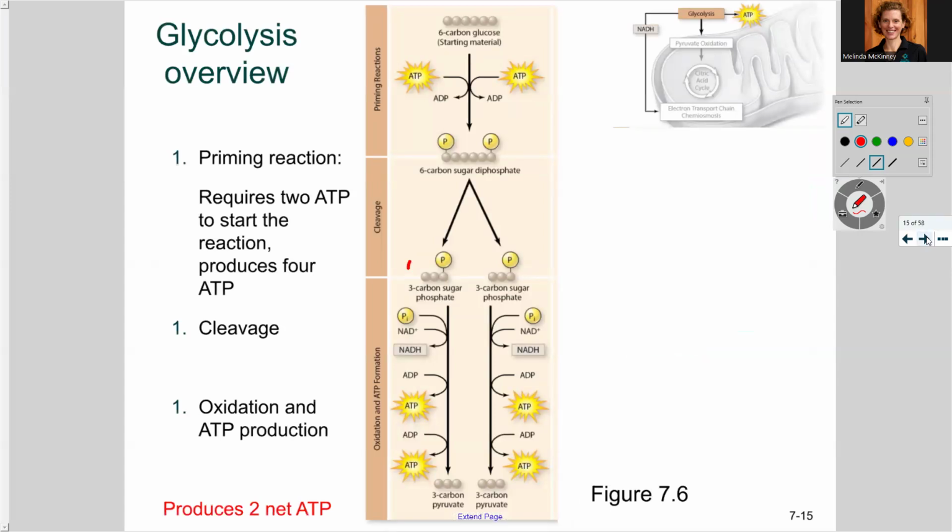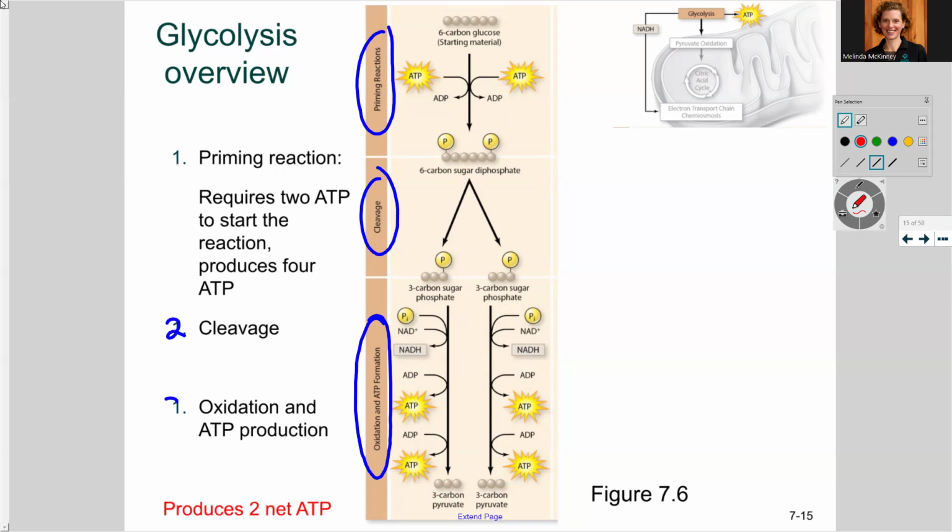Here's the overview of a reaction that's actually 13 enzyme mediated steps. There's a priming reaction, there's a cleavage, and then there's an oxidation and ATP formation. So, whoops, this is 2 and 3. 1, 2, 3. So the priming reaction, it just takes a little energy to get it started. The energy, the phosphate from the ATP is going to be added to the glucose.